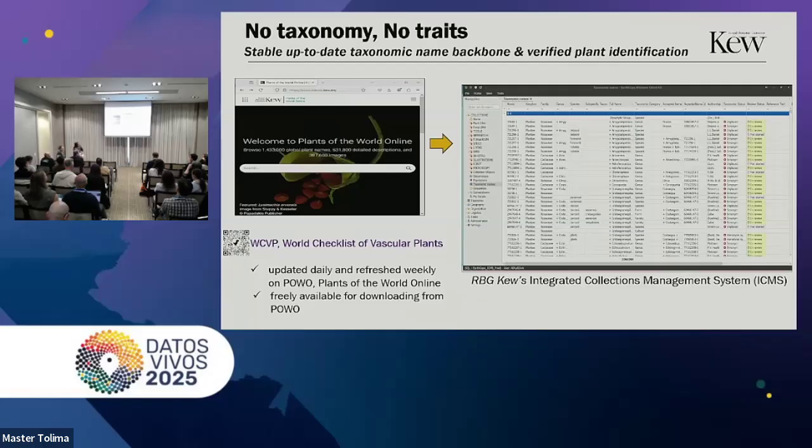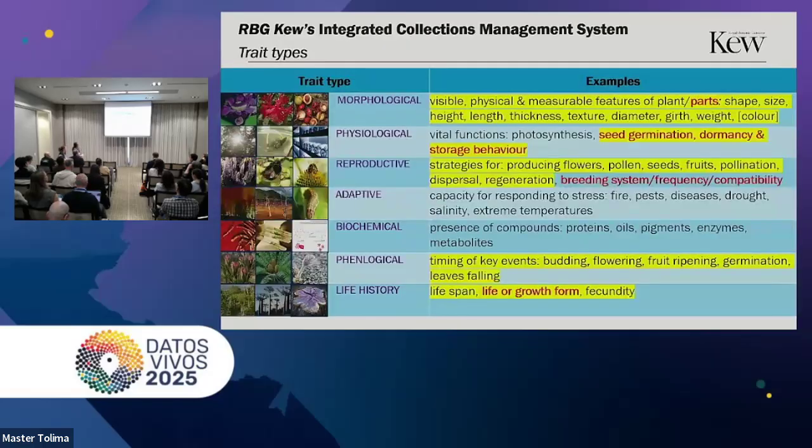Next slide, please. So this slide highlights the diversity of trait data captured in our collection management system. It's highlighted in yellow. Now, I concentrate on the traits more useful for ex situ plant conservation, which are highlighted in red. Next slide, please.